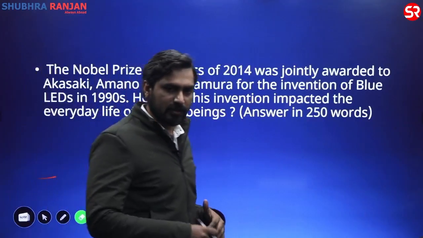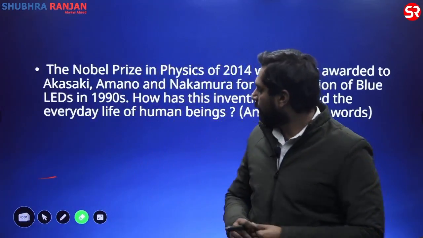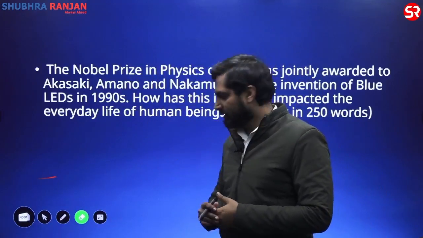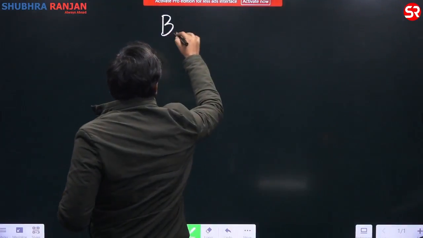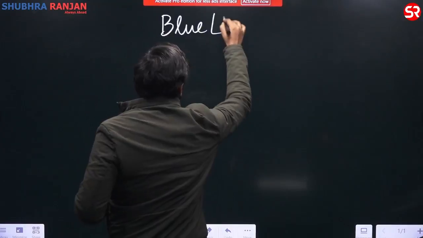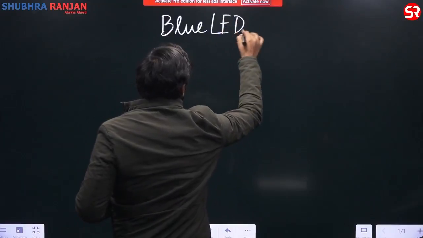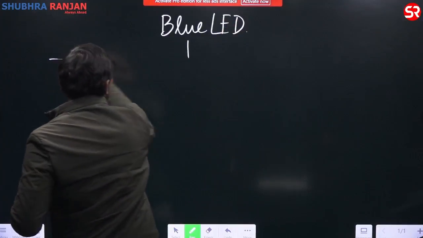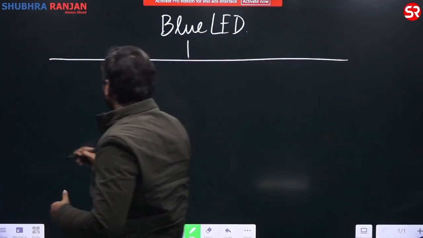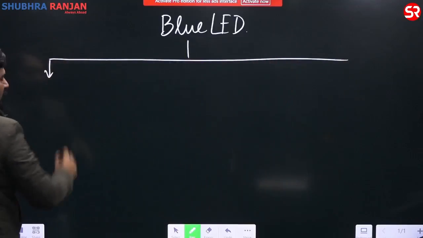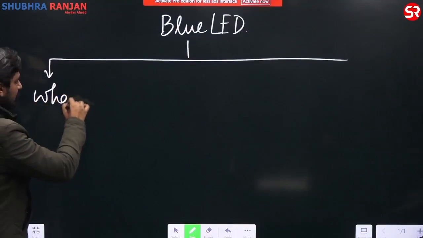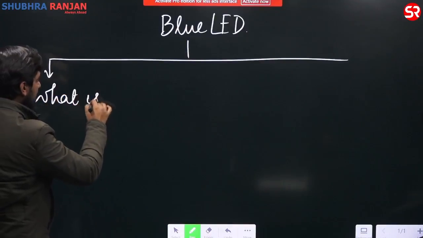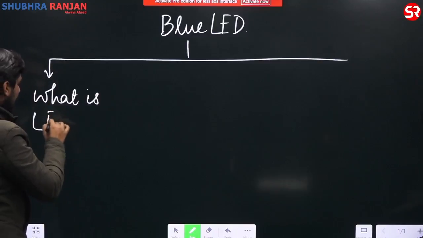So, what should be the structure in this, how can we structure our answer? First we need to develop our answer in a horizontal framework, that is, what are the subtopics that we should be covering. We could begin with a definitional type of intro, on what is an LED or blue LED.